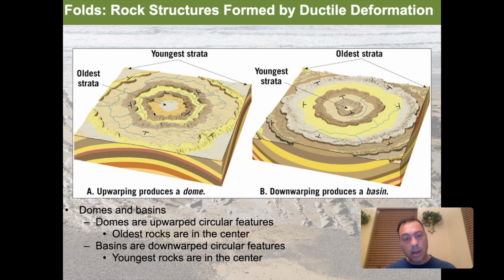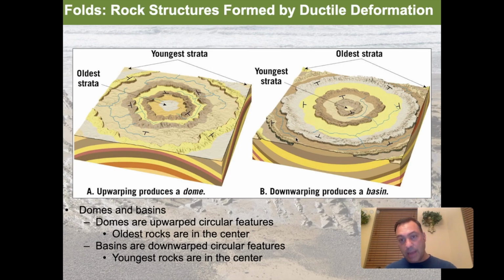And so the consequence of the upwarping is that as you warp things up, the stuff that's down lower, below those rocks, gets pushed up higher, and therefore tends to get exposed in the center. And so the oldest rocks tend to be at the center, and the youngest ones are on the outer portion. And so this is a cross-section of what a dome would look like.